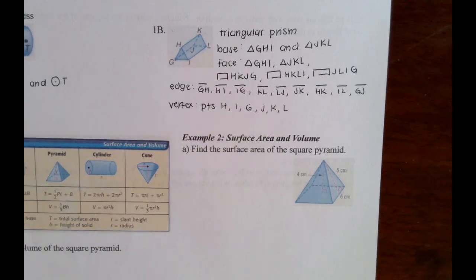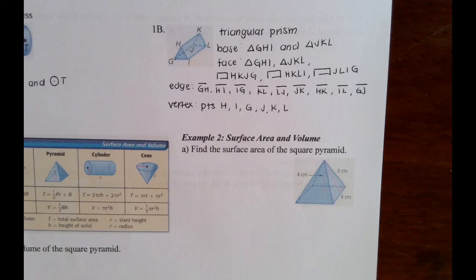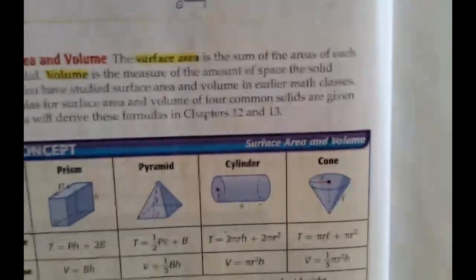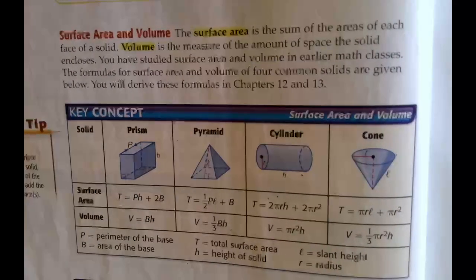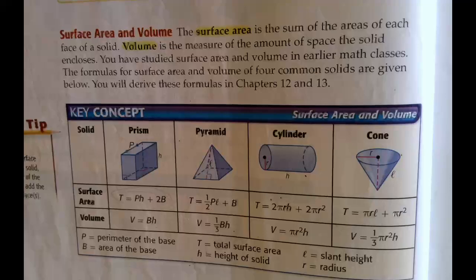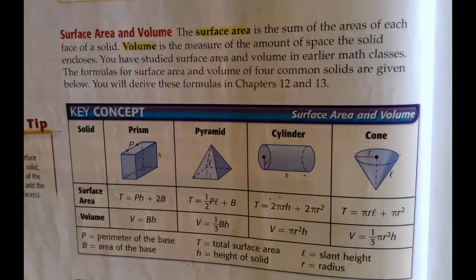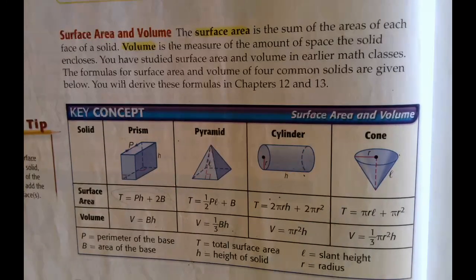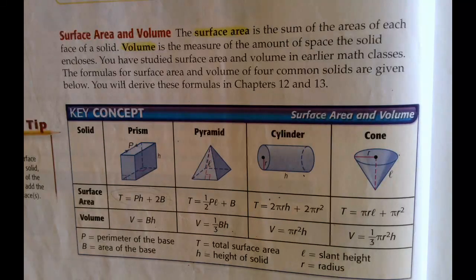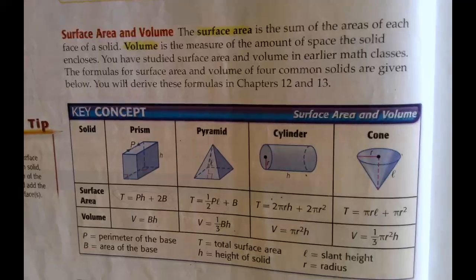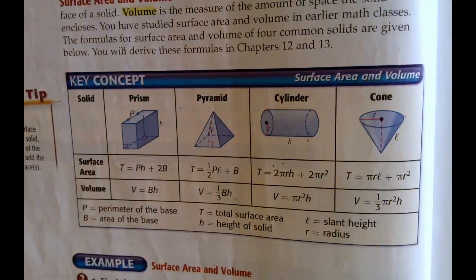Okay. The next part is on surface area and volume. So here in your book, you have a description of surface area. Surface area is the sum of the area of each face of a solid, and volume is the measure of the amount of space, the 3D space, the solid encloses. Okay. Here you have formulas for it.